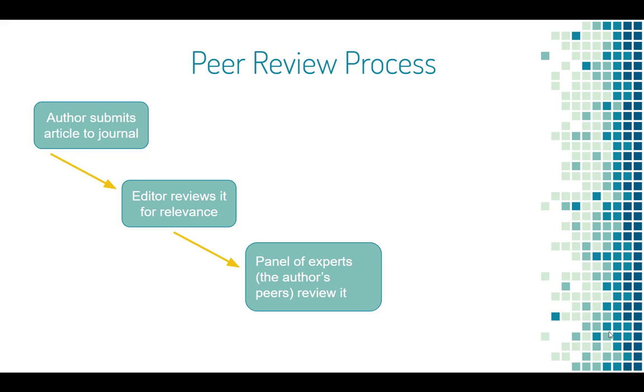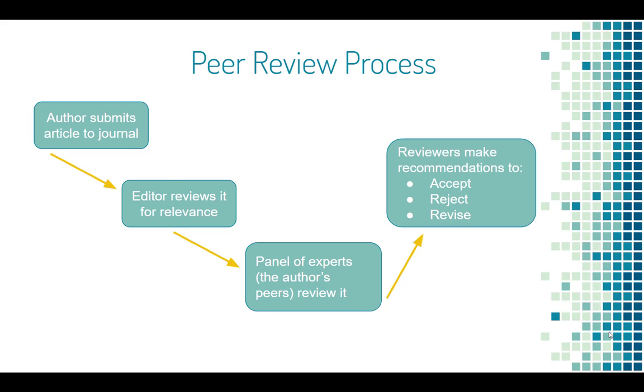The editor then passes it on to a panel of experts, the author's peers, to review it. This can consist of experts within the field, other academics, and researchers. The final step in this cycle of the peer review process is that the reviewers will review the materials, review the research and the study, and then make recommendations to do one of the following.